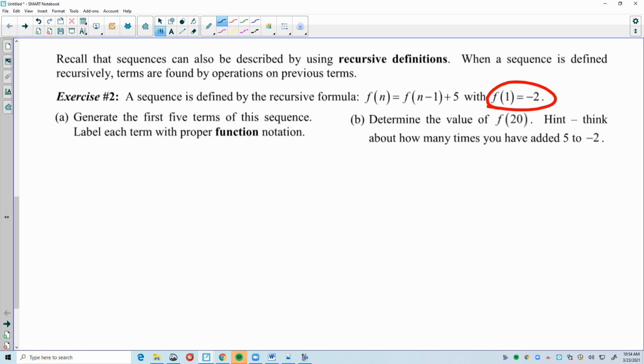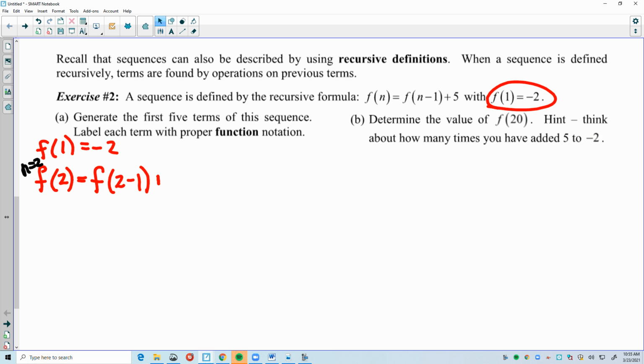So we have to find the first 5 terms of this sequence. So we already know the first term is -2. Now I'm looking for my second term. Okay, so keep in mind, that means, again, n here is 2. So in that equation, when we plug this in, I have f of 2 minus 1 plus 5. So this is really saying what's the function at 1, plus 5. Well, the function at 1, we know back here is -2, so I have -2 plus 5. So now we know that f of 2 is 3.